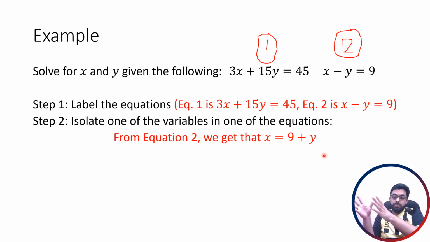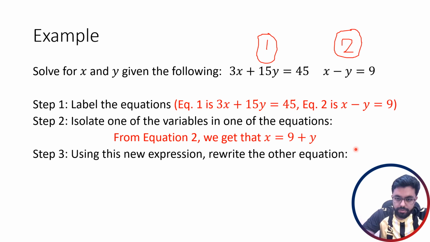Cool. Now, we just did our work with equation 2, solving for x, or isolating x in equation 2. Now we're going to take that answer that we've figured out, that x is the same thing as 9 plus y. I'm going to take that information, go over to equation 1, and anywhere that I see an x, I'm going to write down 9 plus y. That's the whole point of this step right here. So we had x equals 9 plus y. I'm going to take that information, x is the same thing as 9 plus y, go over to the other equation, and rewrite it using this information. So that's the whole point of step 3: using this new expression, rewrite the other equation.